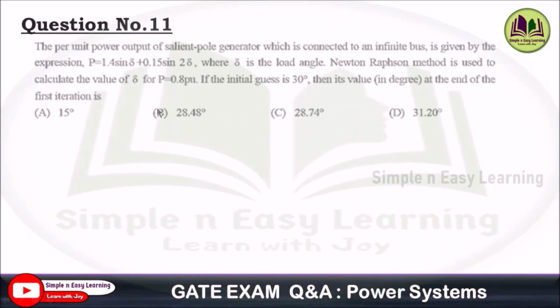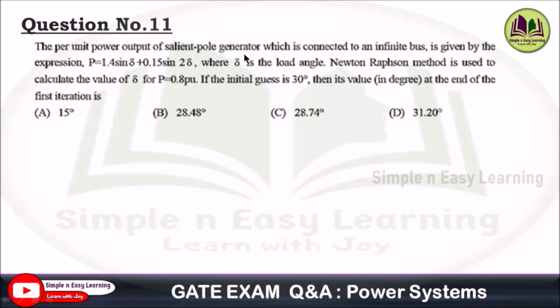Question number 11. The per unit power output of a salient pole generator which is connected to an infinite bus is given by the expression P equal to 1.4 sin del plus 0.15 sin 2 del, where del is the load angle, and the Newton-Raphson method is used to calculate the value of del for P equal to 0.8 per unit. If the initial guess of this del value is 30 degrees, then its value at the end of the first iteration is asked in this question.